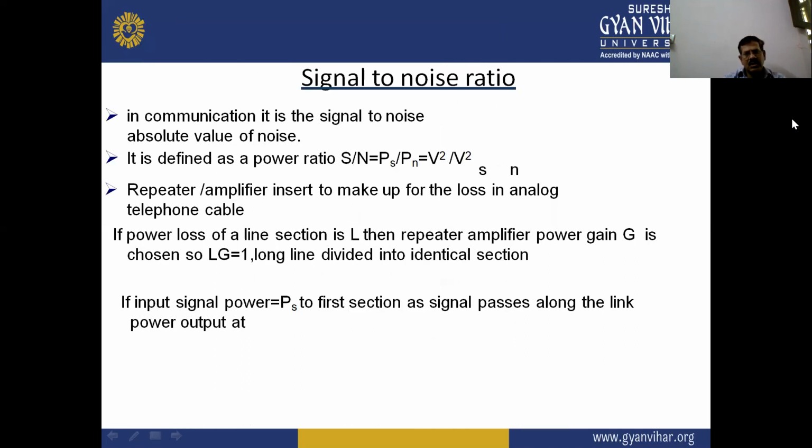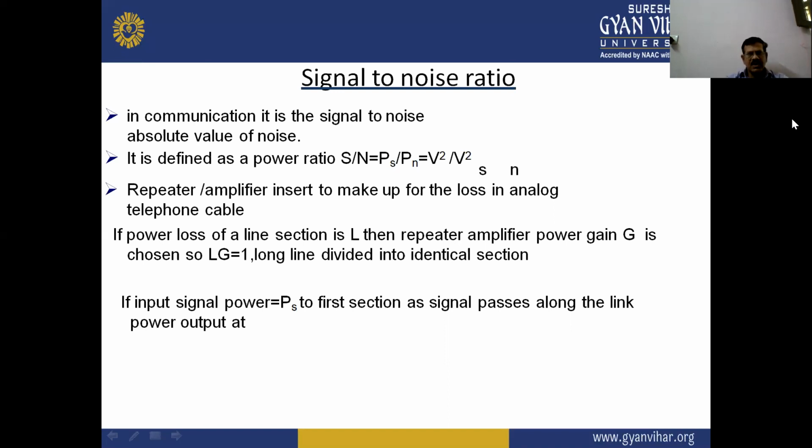Signal to noise ratio, S/N. In communication, it is the ratio of signal to the absolute value of noise. It is defined as a power ratio, S upon N equal to Ps upon Pn, or equal to Vs square upon Vn square.